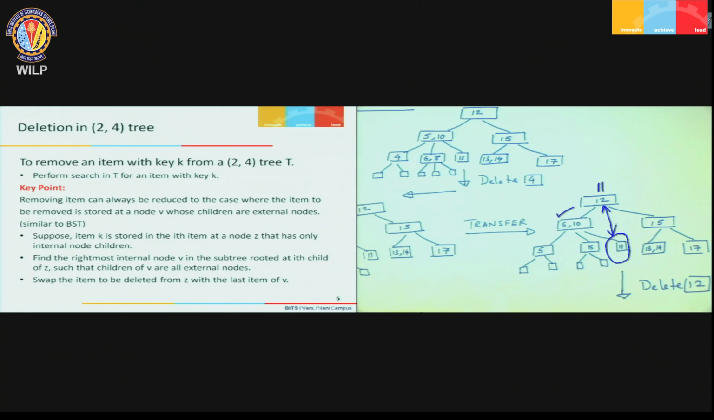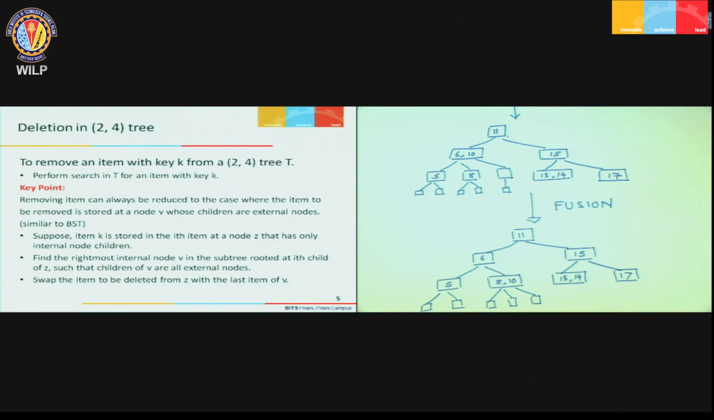So, essentially we can always reduce to a case where the item to be removed is stored at a node whose children are all external nodes. After we perform this operation, 11 has come here and 12, which was swapped, has been deleted from this particular node. So, there is an underflow at this particular point, which has to be resolved.